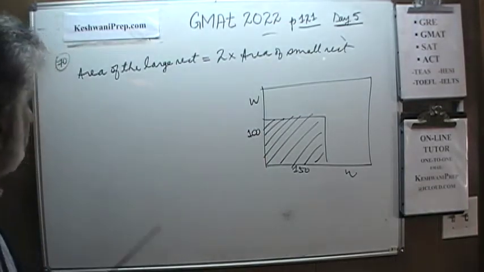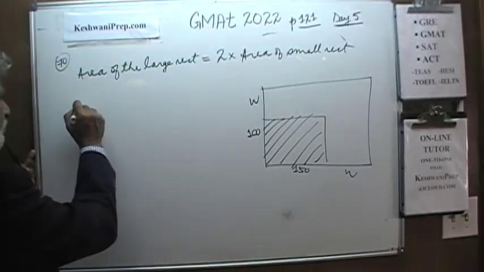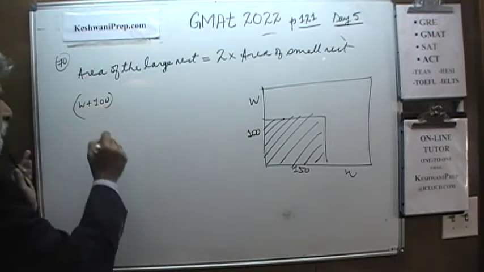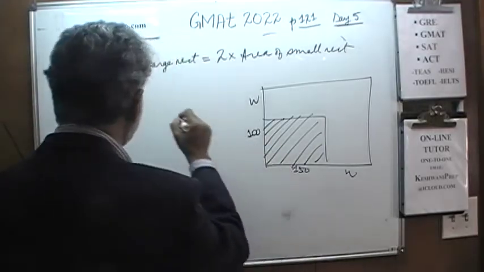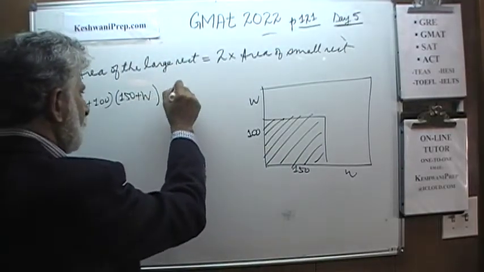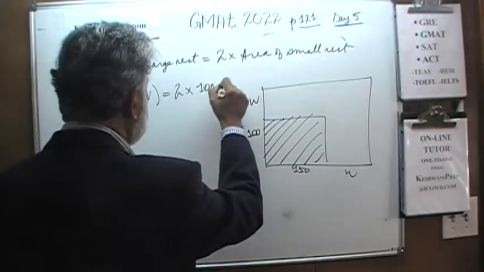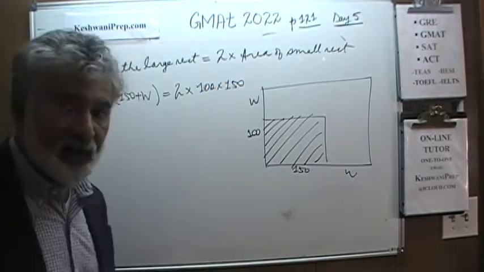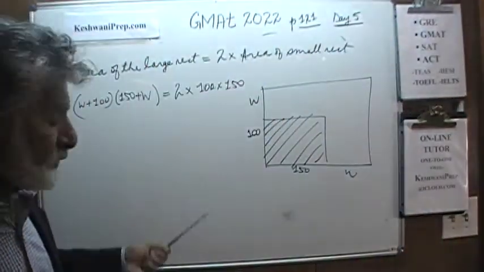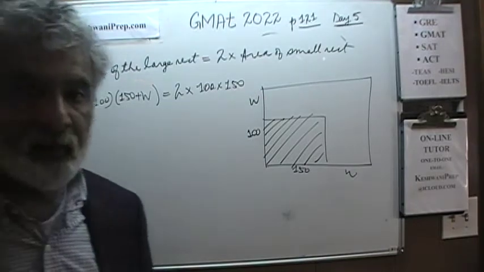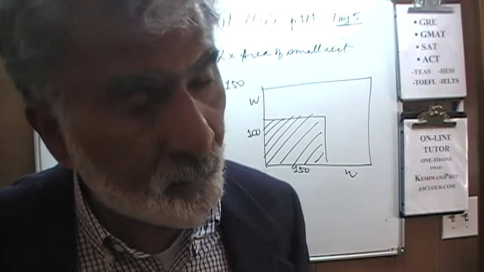Let's see what we can do. The area of the large rectangle is simply going to be this side, which is W plus 100, times this side, which is 150 plus W, and that has to be 2 times the area of the small one, which is 100 times 150. We're going to stop right here, because if we were to continue with this, I hope you're able to see that we're going to soon end up with a very nasty quadratic equation that we do not want to deal with.